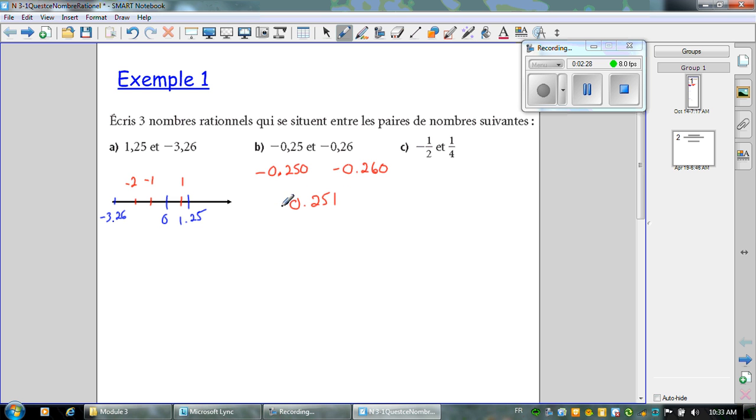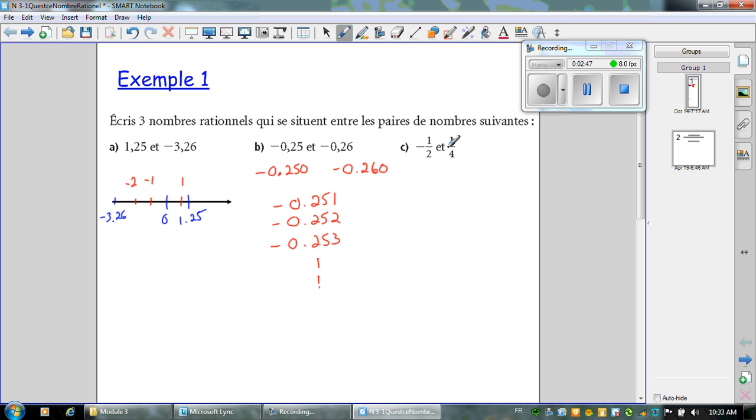So 3 that would be between those two would be negative 251, 252, and 253 thousandths, all being negative, and so on. We just need 3. I just took the first 3 thousandths between those two.